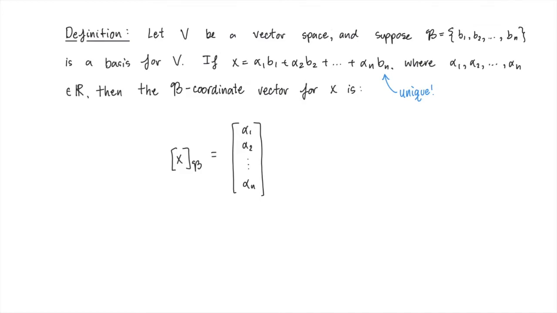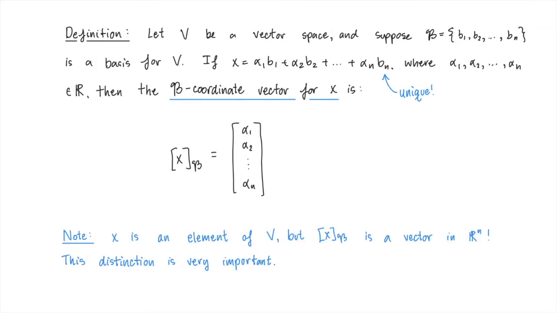The coordinate vector for x with respect to B, or the B coordinate vector of x, is the vector alpha 1, alpha 2, all the way up to alpha n in Rn. Because we've picked a basis, this is really all of the information that we need to reconstruct the element x. Something very important to note here is that x is an element of the vector space V, but the B coordinate vector for x is a vector in Rn. They both represent x, but are elements of different vector spaces. This distinction is very important when you're trying to write down a proof.